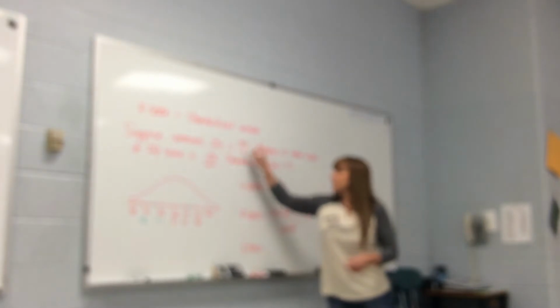So again, to find a z-score, I'm going to take my test value, which in this case is 77. I'm going to subtract the mean. I'm going to divide by the standard deviation.